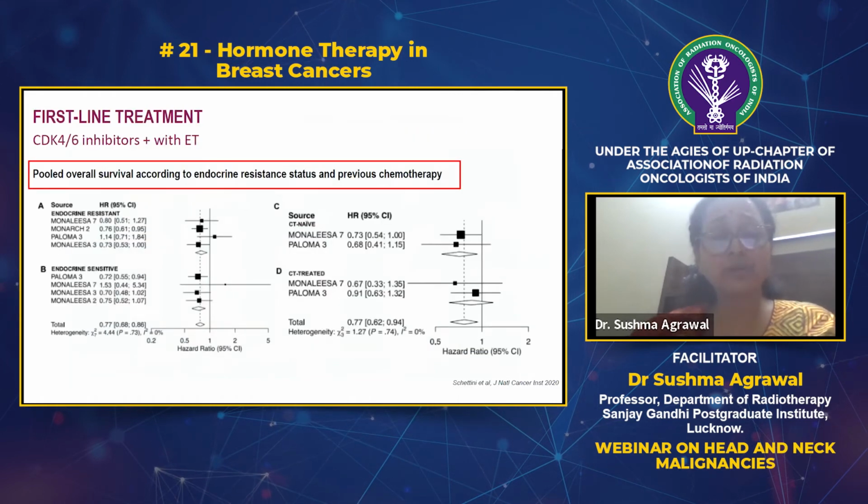Now, we already know that it works both in endocrine resistant as well as sensitive tumors. What about women who have been treated with chemotherapy earlier? So, this forest plot shows us that even in women who have been treated with chemotherapy earlier, the ribociclib works. So now we know that it works in almost all kinds of patients.